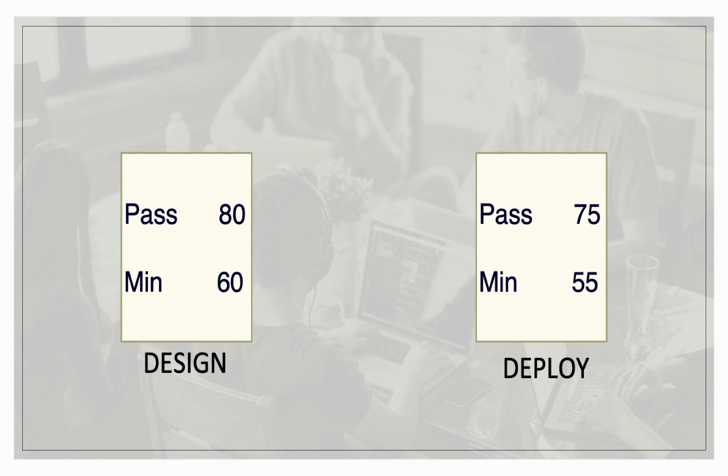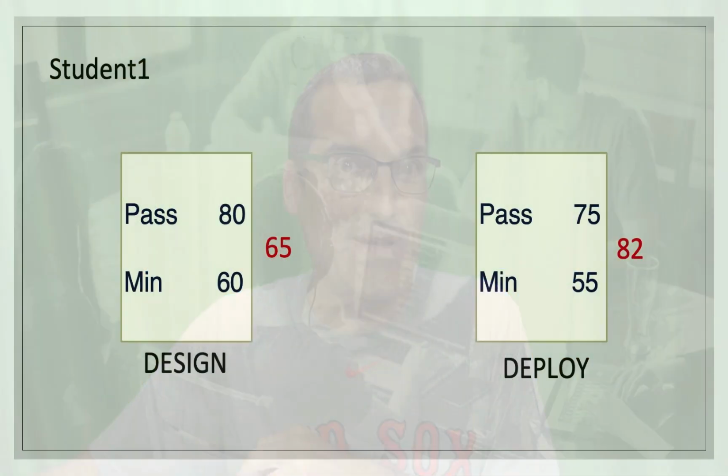Anyways, in order to make sure you understand how this works, let's take a sample student. Student 1 scores 65 points in the design module, and 82 points in the deploy module. Again, they won't know those point values during the test or after the test. They can estimate it in the deploy section because we have the point values there, but they'll never know for sure.